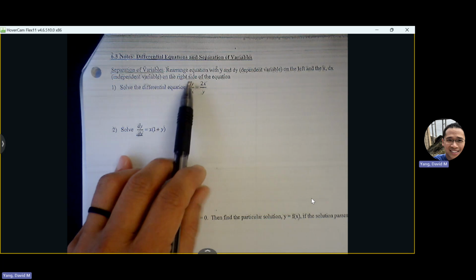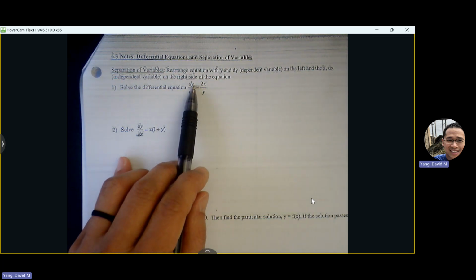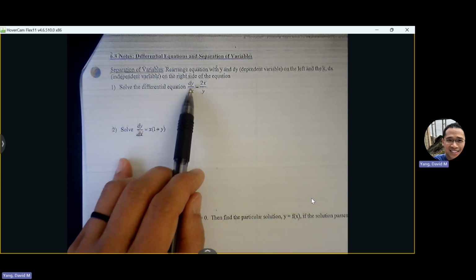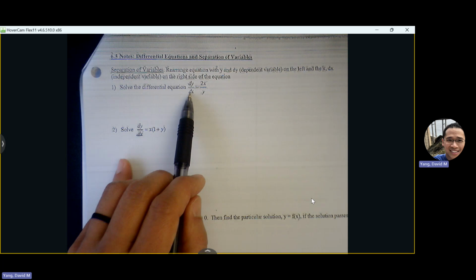Also, whenever you see this notation dy dx or du over dx, whatever's in the numerator is your dependent variable. Whatever is in the denominator is your independent variable. A lot of times it's y and x, but sometimes it could be like w and t. So it's always the dependent over the independent.